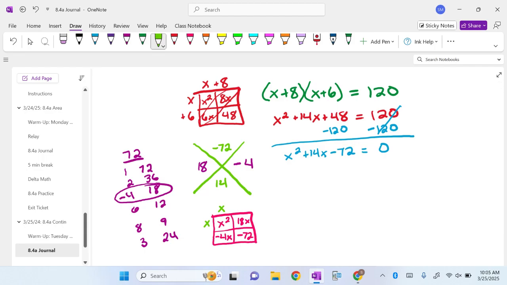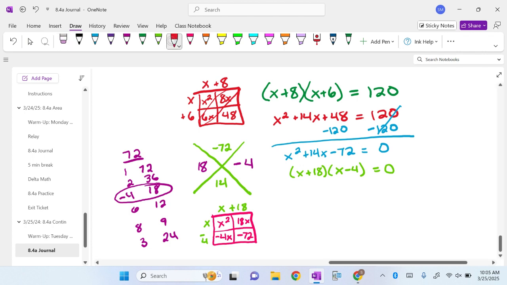So x times what gives us 18x? Positive 18. X times what gives you negative 4x? Negative 4. So my two factors are x plus 18 times x minus 4 is equal to 0. And then our last step for solving anyway is we set both factors equal to 0 and solve. So we make our two mini equations and we're going to solve them.